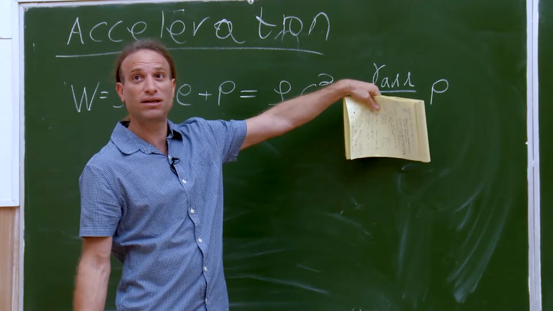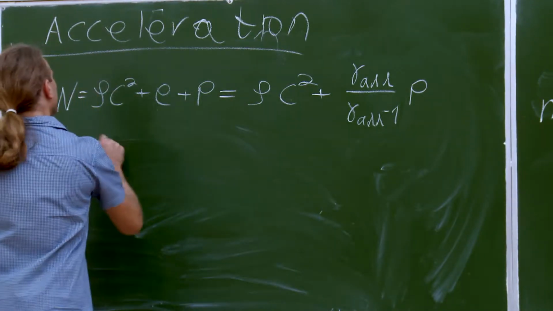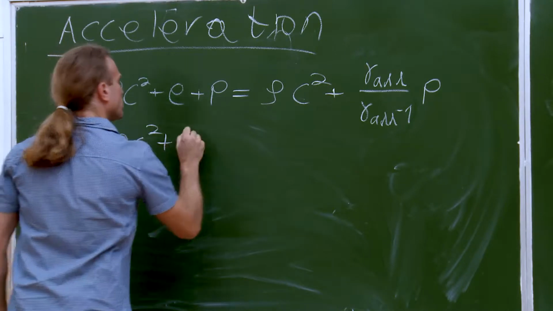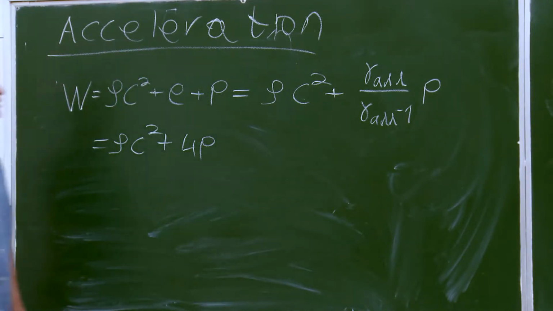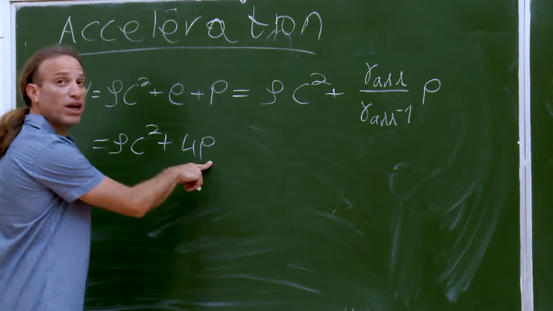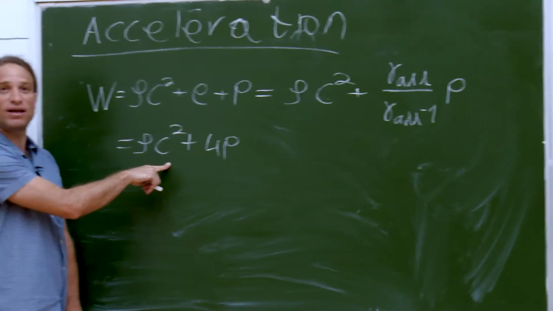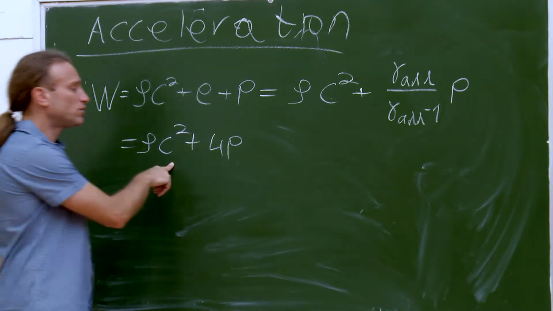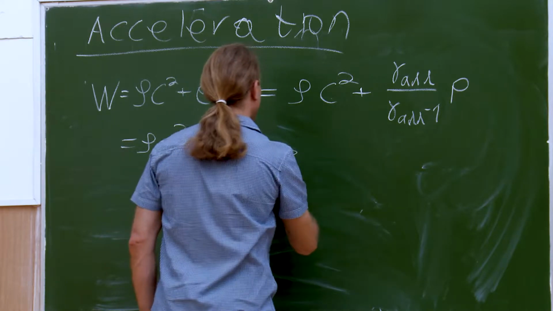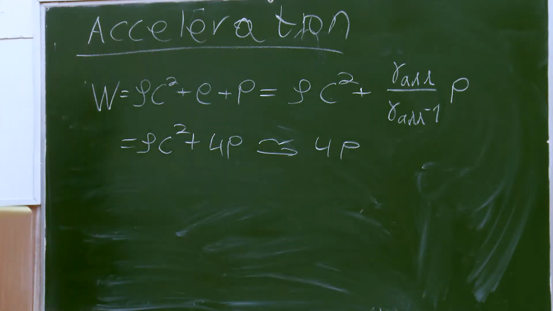4 thirds, exactly. So this will become 4. So this is equal to rho C square plus 4 times P, okay? And we are working within the regime where the pressure is much larger than the rest mass energy density. So we're working within this regime that this is roughly equal to 4P. Okay, this is the regime where we work.